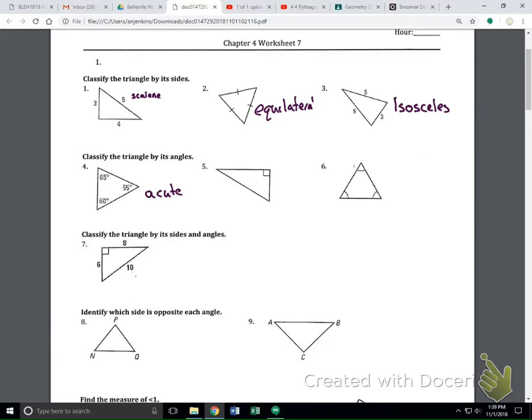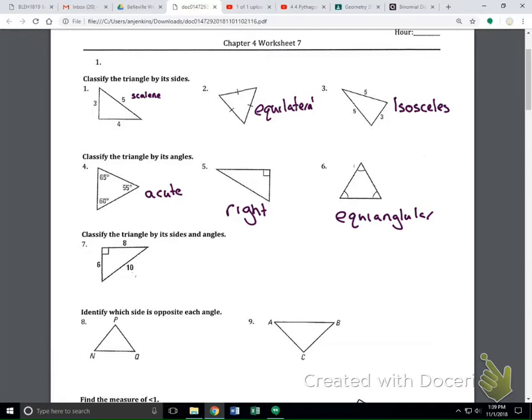We have number 5. Cam? Right angle. How did you know? That little square in the corner tells us it's a right angle. And then number 6. Nemo? It's equiangular. And how did you know that? All the angles are equal. Okay, so we see that we have 3 congruent angles.